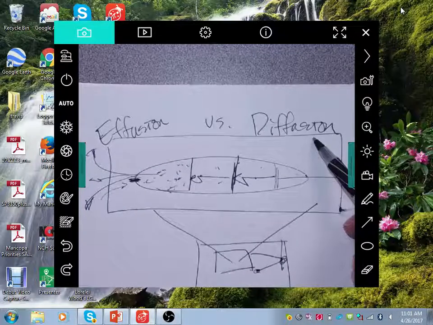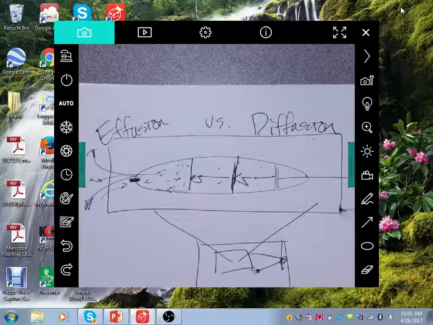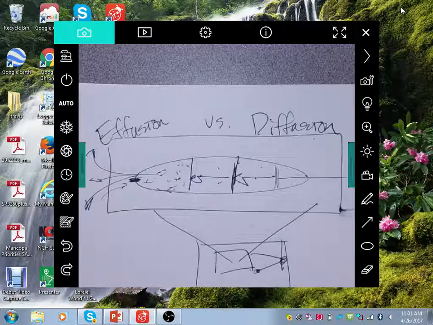Diffusion is more like perfume. If I took a perfume bottle at the front of the room and I uncorked it, the perfume molecules would start to expand in all directions. And the people in the front row would smell the perfume first, and then the second row would smell it, and the third row, and so on and so on. That's called diffusion, which is gas particles expanding to fill their container from the source of origin.